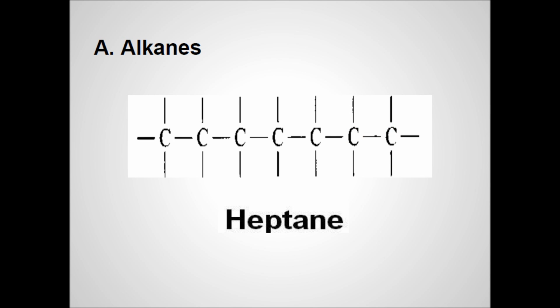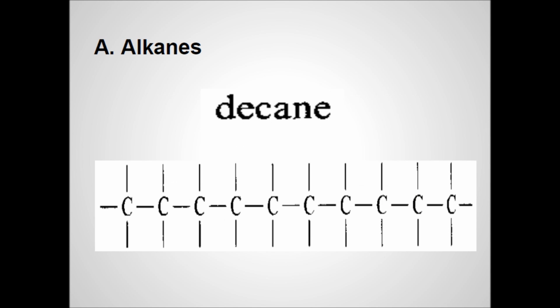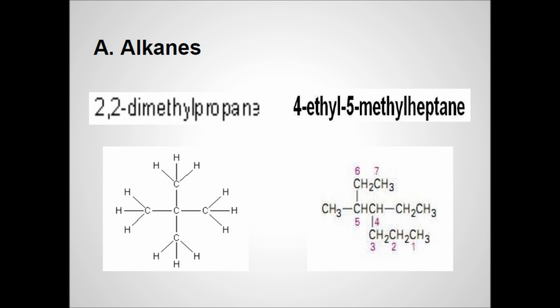Question number 5. Heptane has 7 single-bonded carbons. Question 6. Decane has 10 single-bonded carbons. Question 7. It is 2,2-dimethylpropane, so you have to draw 3 single-bonded carbons first, and there are 2 methyls connected to the second line, one on top and one on bottom. And question number 8. It is 4-ethyl-5-methylheptane, so draw 7 single-bonded carbons. There is an ethyl connected to the fourth line and 1 methyl connected to the fifth line.